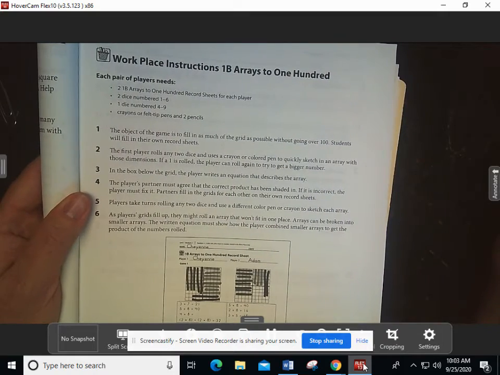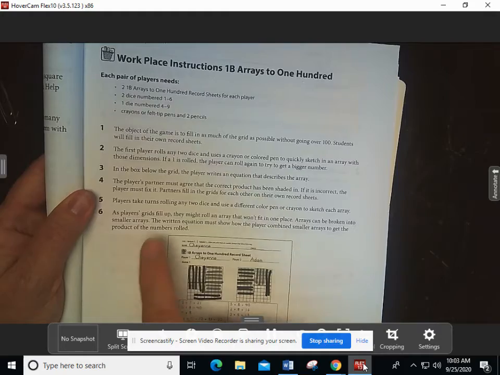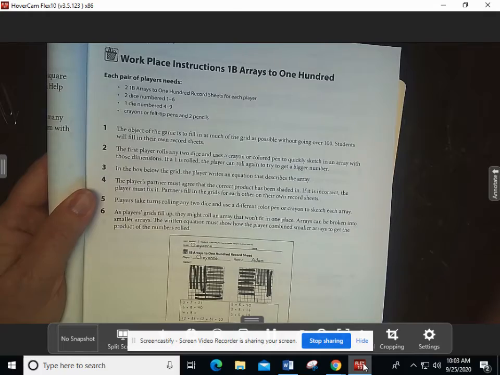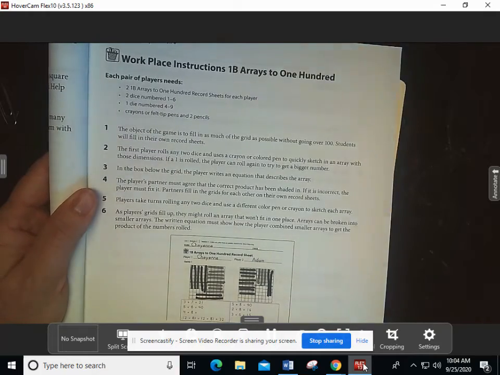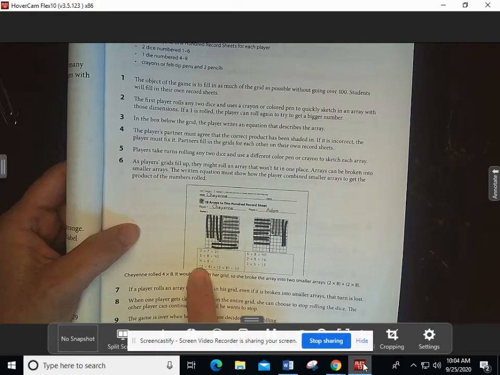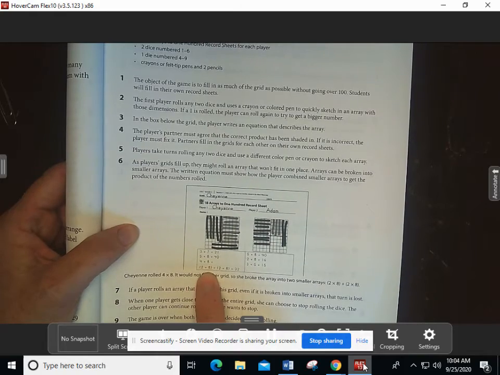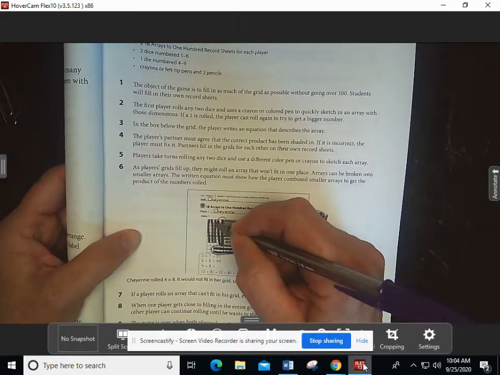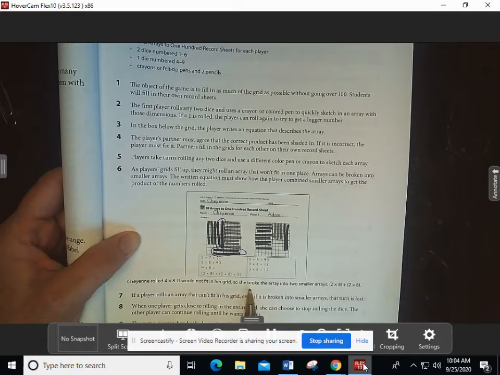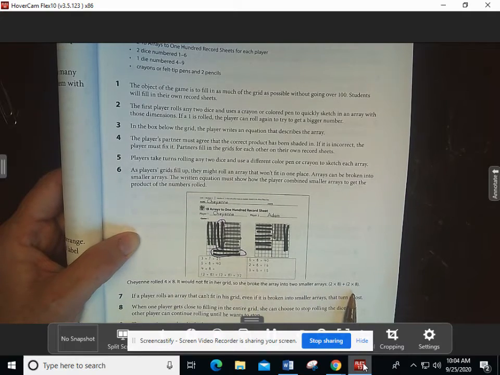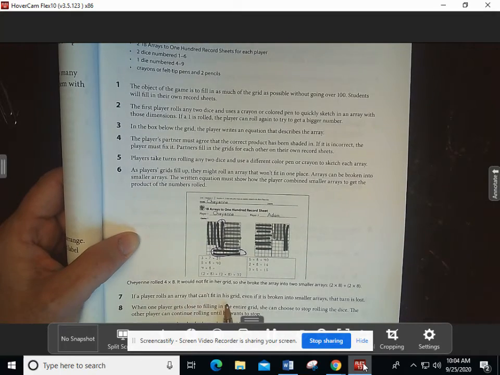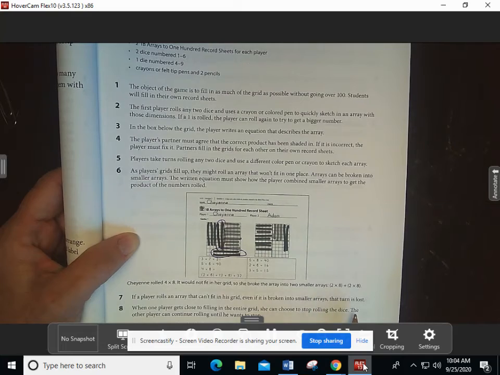The written equation must show how the player combined smaller arrays to get the product of the numbers rolled. So remember, I was talking about this. Here we have 4 times 8, and they broke it into 2 times 8 and 2 times 8. So there's one of my 2 times 8s. There's another one of the 2 times 8s, because it says Cheyenne rolled it and it wouldn't fit, so she broke it into 2 smaller arrays. If the player rolls an array that can't fit into his grid, even if it's broken into smaller arrays, too bad, so sad, you lost your turn.